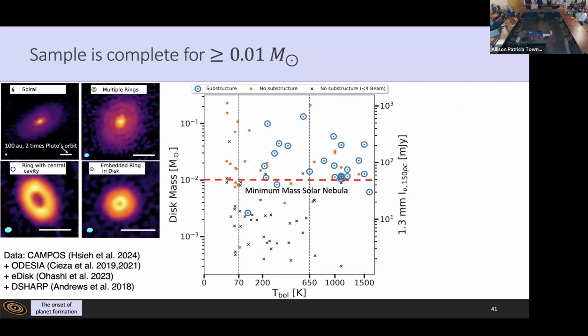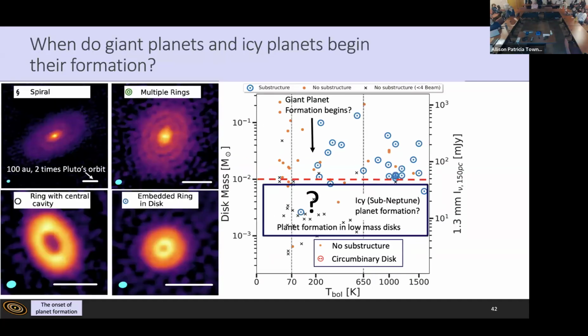And it's important to point out our sample is only complete for disk mass greater than 0.01 solar mass, which is above the minimum mass solar nebula. Minimum mass solar nebula is the minimum mass to form our solar system. So for the low mass disks, we don't really know whether they have substructures or not, because they are very compact.